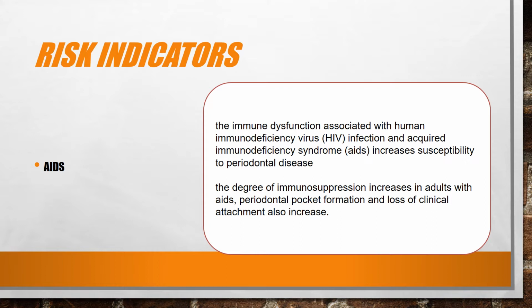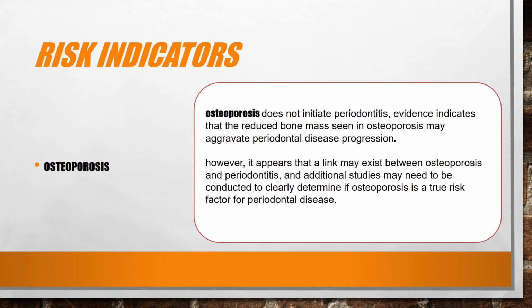Then comes AIDS. It is a risk indicator that is mostly associated with periodontitis. As you know, immune dysfunction associated with HIV infection and AIDS increases susceptibility to periodontal disease. The degree of immunosuppression increases in adults with AIDS, and periodontal pocket formation and clinical attachment loss also increase. Then comes osteoporosis.